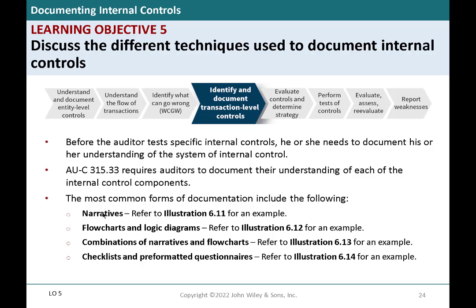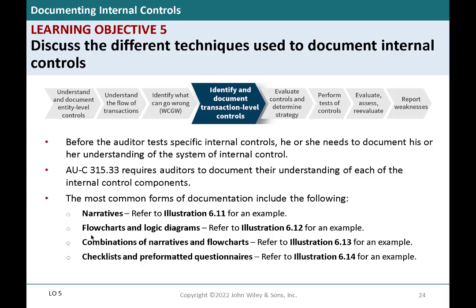The first one is narrative form, which is basically a short vignette, a story about what the auditor found when they looked at controls. So this is looking at controls at a very detailed level, the different aspects of each particular control. Oftentimes, especially when we're talking about controls dealing with information technology, auditors will use flowcharts or logic diagrams to get a feel for how information flows throughout the system.